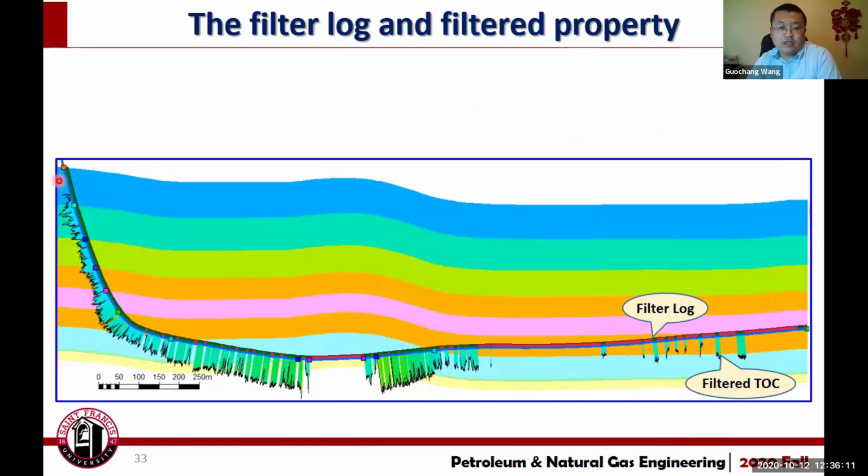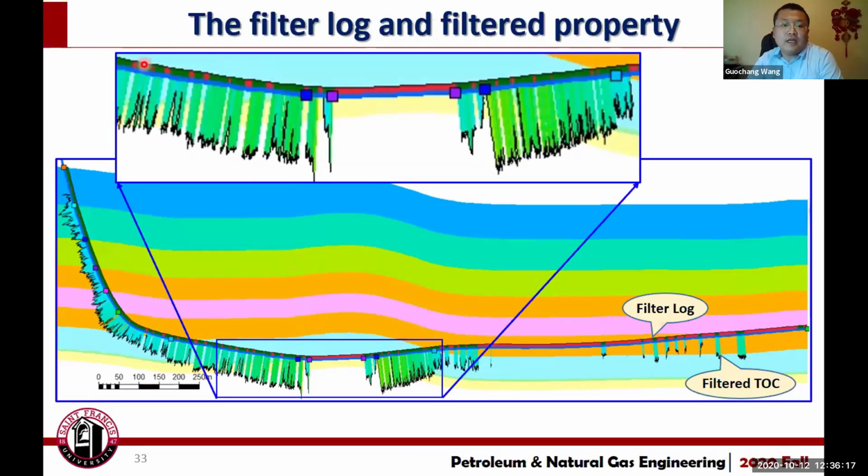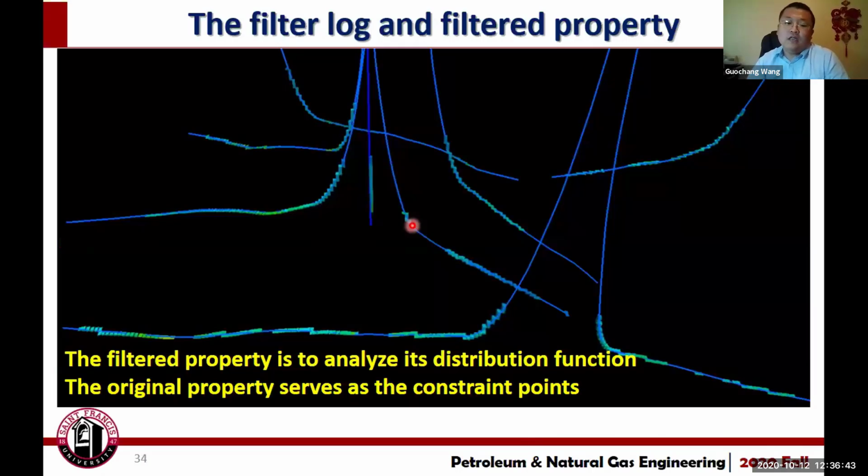Here is an example of horizontal well data. It's not that clear, so let me zoom in a little bit. You can see in the top part the green and red colors show the filter logs. Red means the data is repeated or has incomplete penetration, so we remove those data. The bottom one here is a QC'd total organic carbon we interpreted, where we removed parts of the data. Then we base the distribution functions on the filtered data, and the original property data serve as the constraint points. This maximizes the data we can use to build a property model.